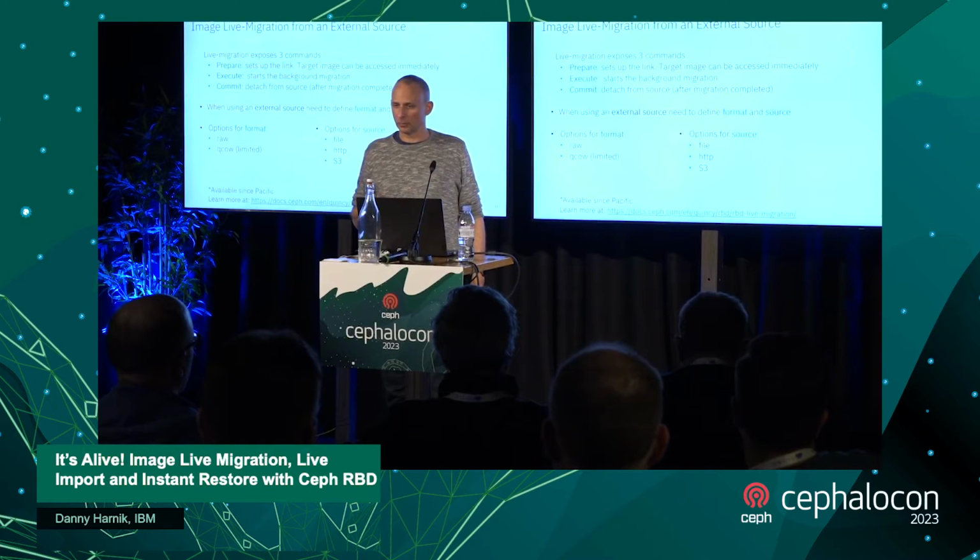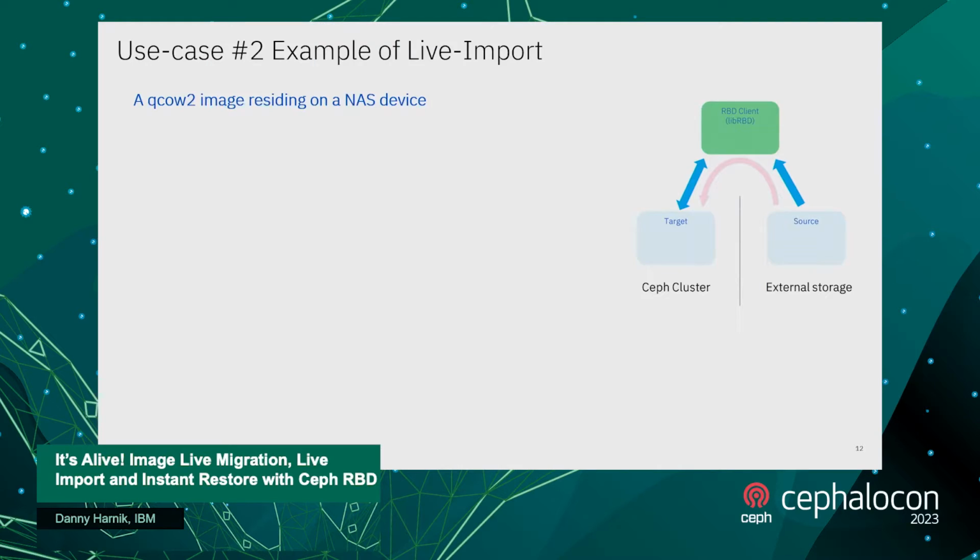So let's do an example. I mentioned we have a QCOW2 image residing on some NAS storage. What you can do, and this makes a lot of sense, is mount the file locally, the QCOW2 file, and then you run prepare where the source is file, and you point to the local file, and the format is QCOW, which is QCOW2. And that's nice and clean and helps us out.